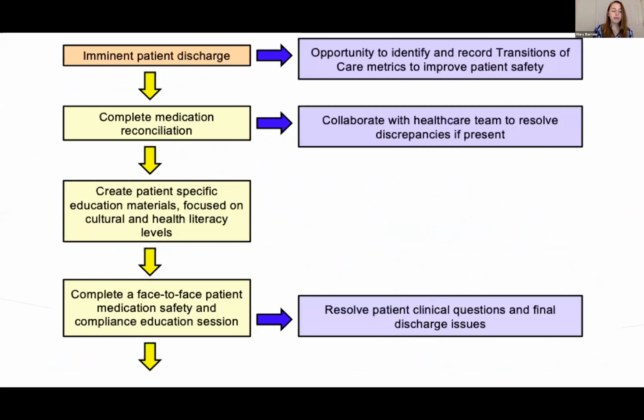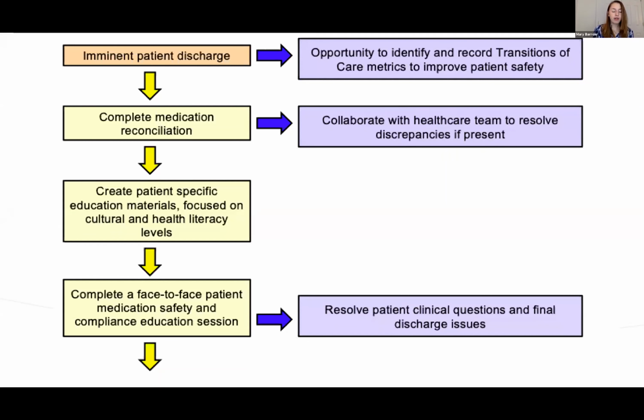So this tool was implemented through the following process. If an eligible patient was due for an imminent discharge, they were an opportunity to use the TOCAT process and tool to improve outcomes. Then a complete med rec was completed by the pharmacist and a set of pharmacy students. If a medication discrepancy was discovered, a collaboration with the healthcare team was completed and the discrepancy was resolved.